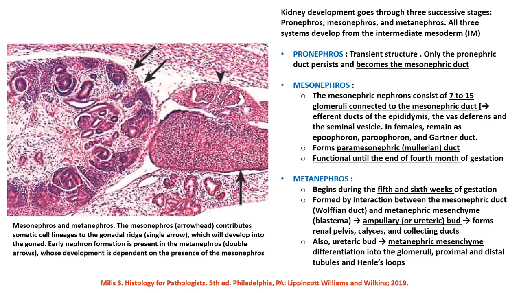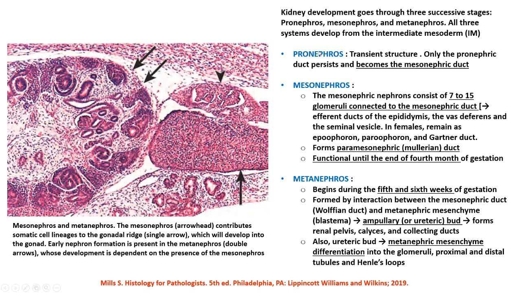We'll start off with a brief discussion of the renal embryology and its corresponding gross anatomy. Now, as we already know, the kidney development goes on through 3 important successive stages. These are the pronephros, mesonephros, and the metanephros. All of these 3 structures are formed from the intermediate mesoderm.